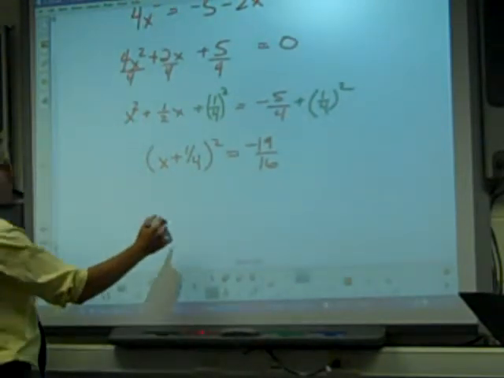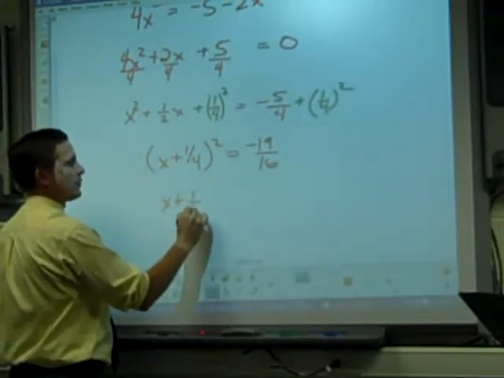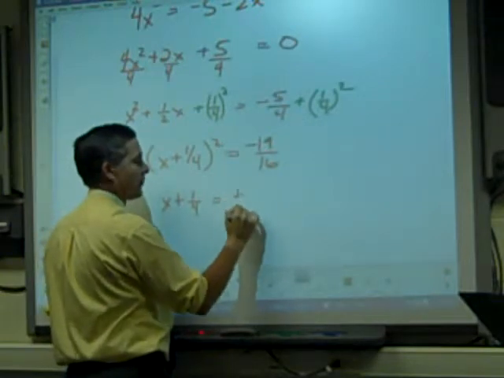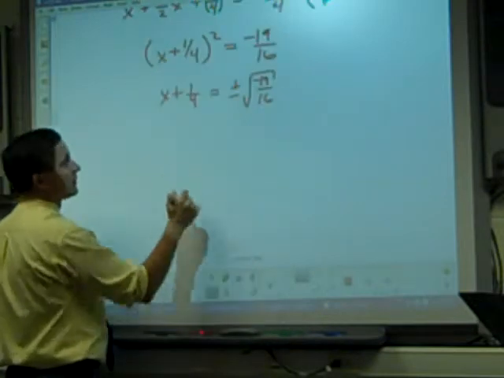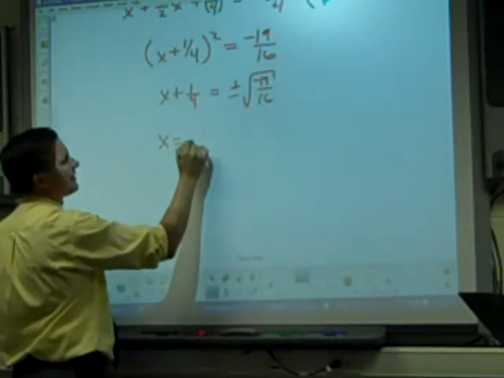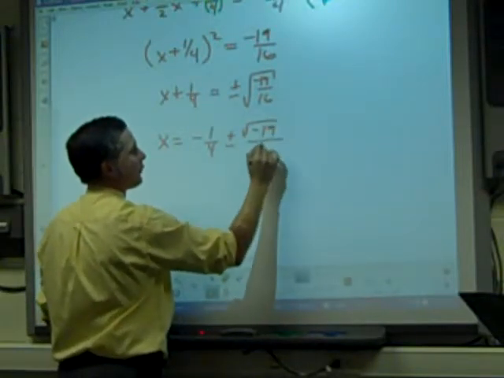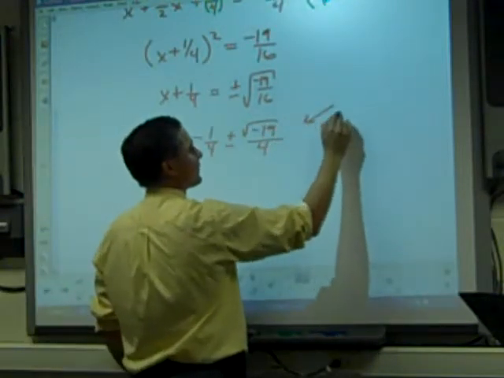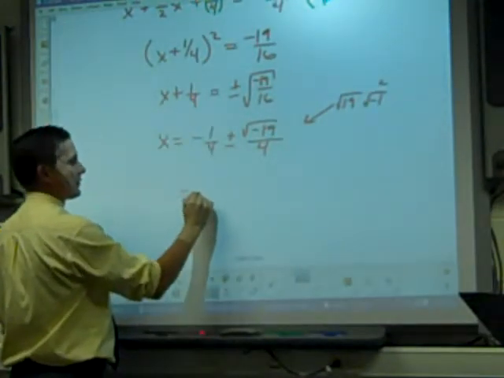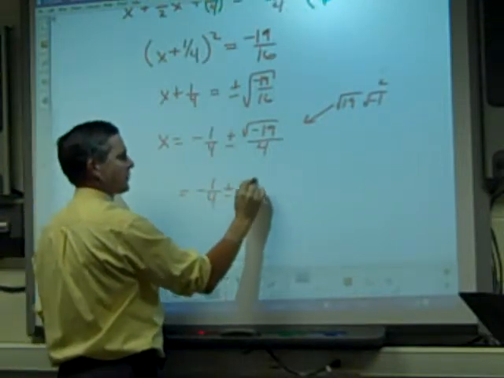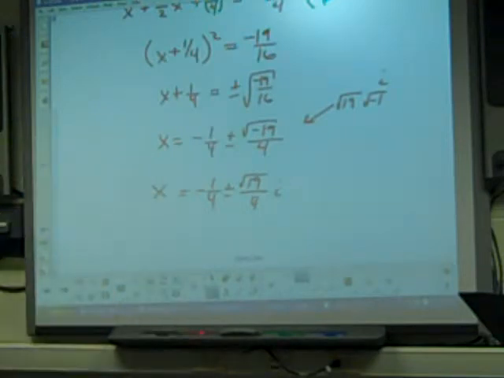Now, if you're in Algebra 2, just learning this, you might not realize how to deal with this sign. I take the square root of both sides. So for now, I'll go plus or minus the square root of -19 over 16. Move the 1/4 to the other side. And I get plus or minus the square root of -19 all over 4. We realize that this can be written as 19 times the square root of -1, which is i. So my final answer is -1/4 plus or minus the square root of 19 over 4, i. And we have found the solution for x.